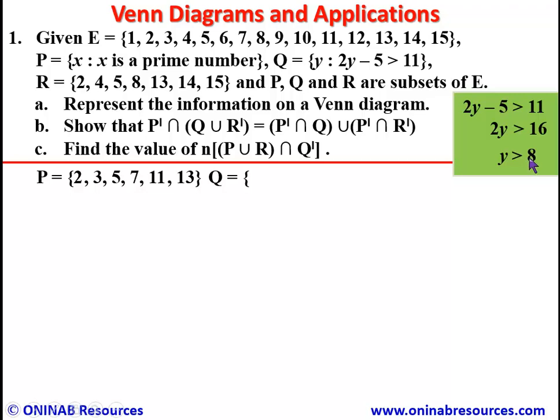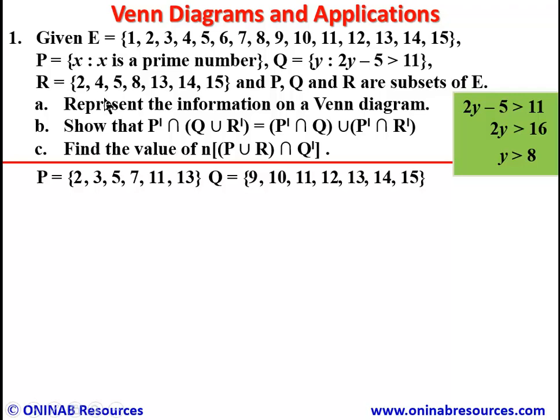So the range of values of y here is starting from 9 up till 15. We are going to stop at 15 because Q is a subset of E. So the elements that make up Q are 9, 10, 11, 12, 13, 14, and 15. And set R is already given.